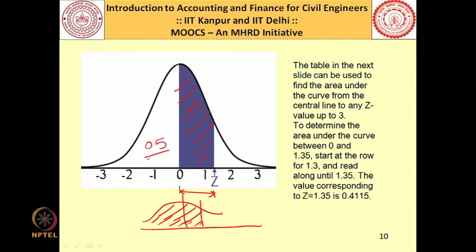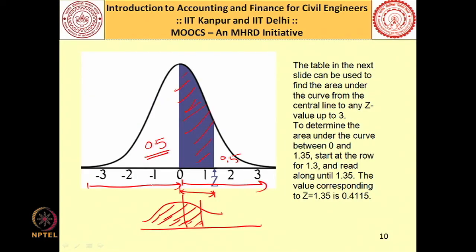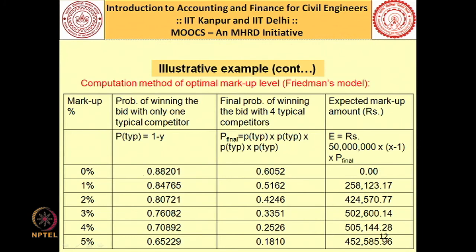If you are using this particular table, you will have to add 0.5 also. This is not added in my table, you will have to add 0.5 because half of this area is 0.5 and the other half is the remaining 0.5, like this. So, any value that you read from this book, you will have to add 0.5 there. For example, corresponding to z of minus 1.19, you are getting a probability value of 0.11799, and so the actual probability value would be 0.88201. You have to read this from the book and then derive this probability of winning.